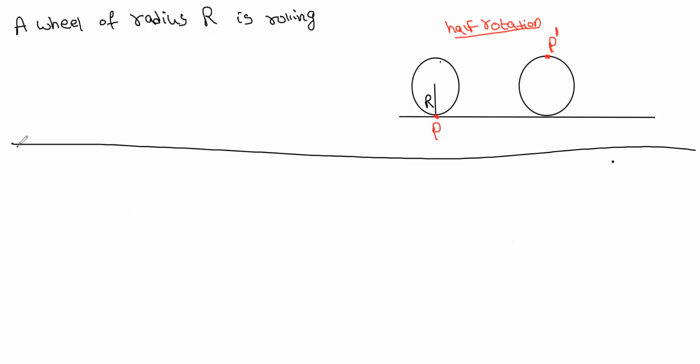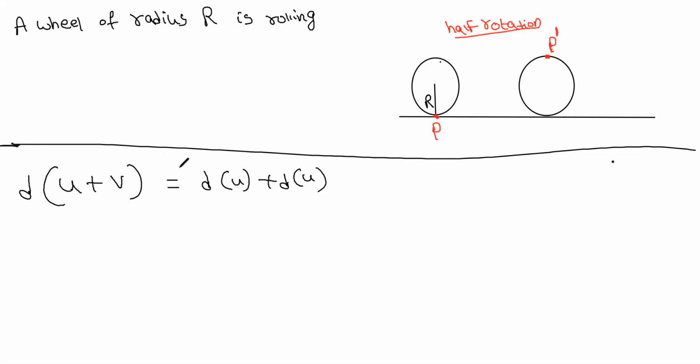See the properties of differentiation. Differentiation of u plus v, where u is a function and v is a function. If you are differentiating two functions which are added, it is equivalent to differentiating them separately and then adding them; you will get the same answer. So differentiation of u plus v is differentiation of u plus differentiation of v. You are just applying the differentiation to all the terms inside the bracket.